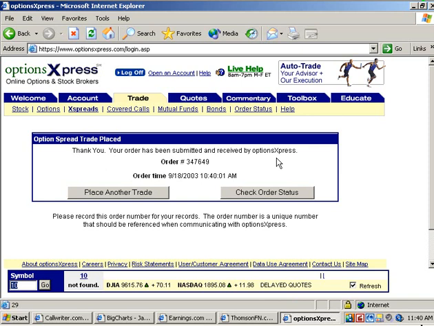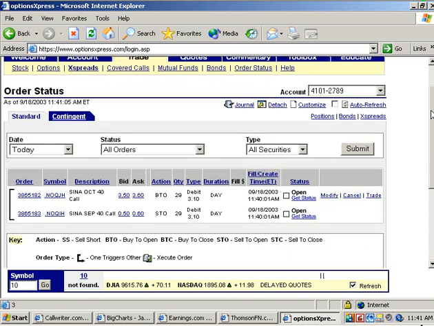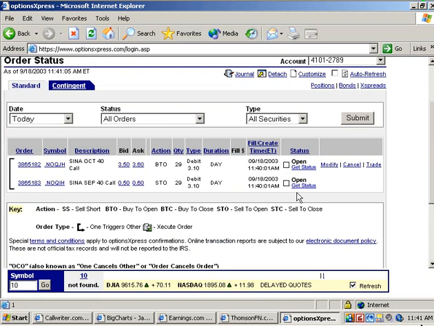Basically, we've got two choices. You can place another trade or check the order status of this trade. In my system, I always check the order status of the trade you're doing. Why? Because you do not want to do another trade until you see that this one has actually been filled. So let's go ahead and check order status. Hopefully we'll get a fill on this one pretty soon. We see the status column here, and that's the first thing we look at. It's still open.